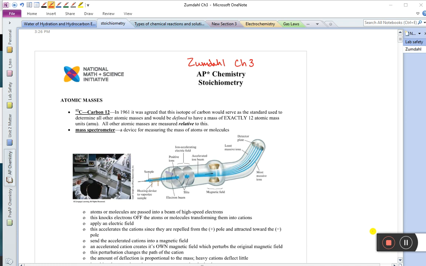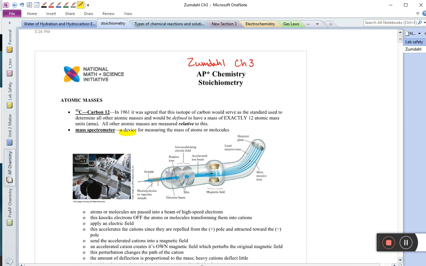But yes, so Zoomdoll Chapter 3 is about stoichiometry. The first bit of this is not going to sound like stoichiometry. It technically is. The first thing we want to review is average atomic mass and how we find that. Average atomic mass comes from the use of a mass spectrometer, which is a device for measuring the mass of atoms or molecules.